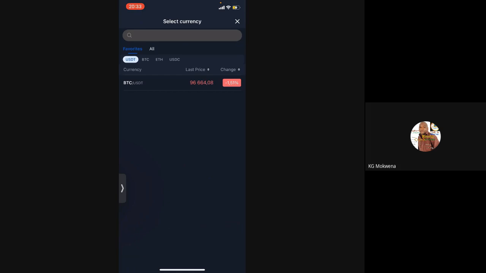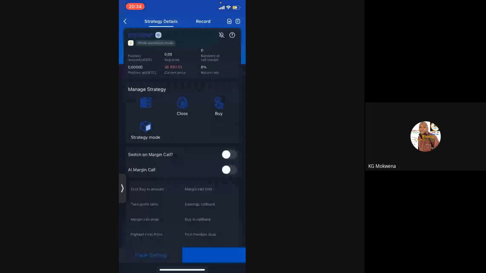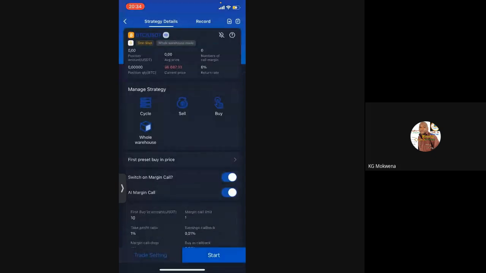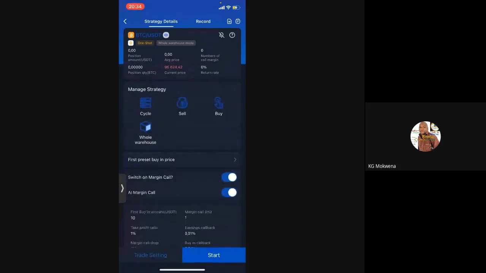I wanted to create a certain strategy that will require more margin calls, but for simplicity, let's just stick with the one of $12. That's what we're going to do. So now you click on BTC/USDT, which is under favorites. After clicking on it, this page that we see, Mahlatse, is called the transaction page. For those who are watching, you can see at the top there's 0 position amount, 0 position quantity, 0 numbers of call margin and so forth, 0 average price.